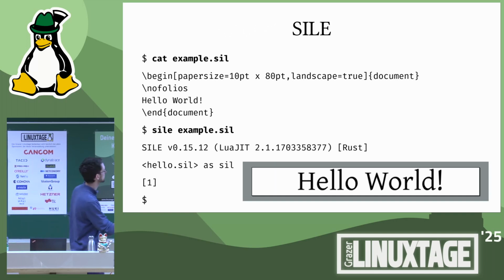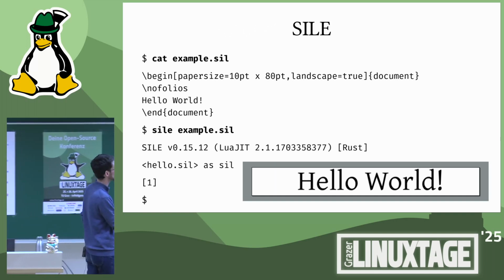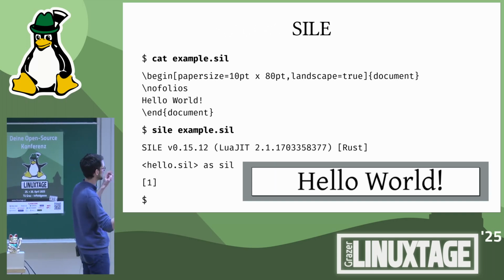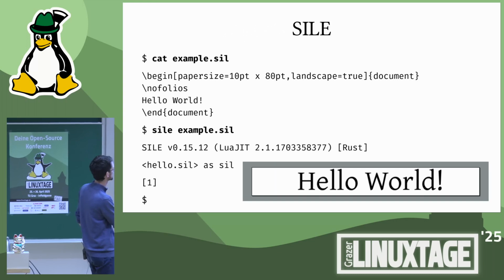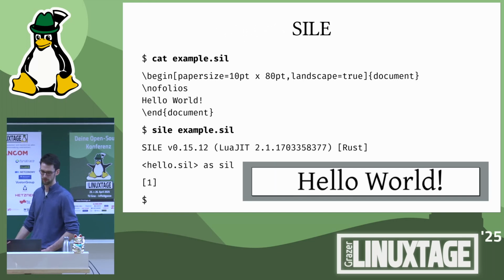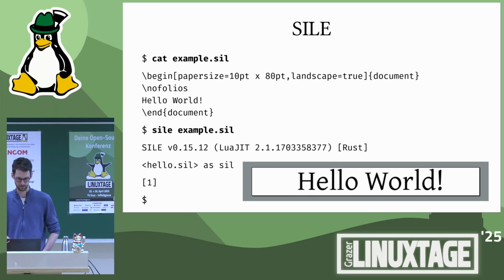Just to show this here, we can change the paper size again here as an attribute, also in this LaTeX style syntax, and no folios. Folio is an ancient word for page number, so I wanted to get rid of the page numbers for this example.